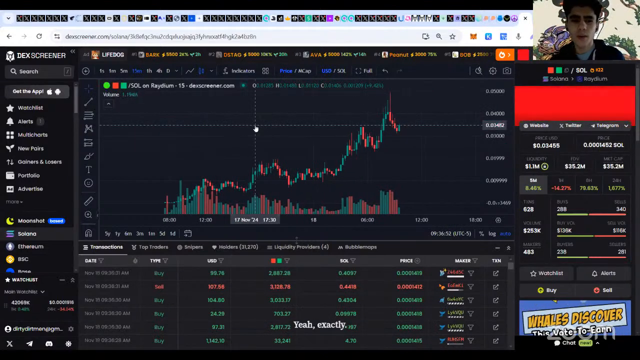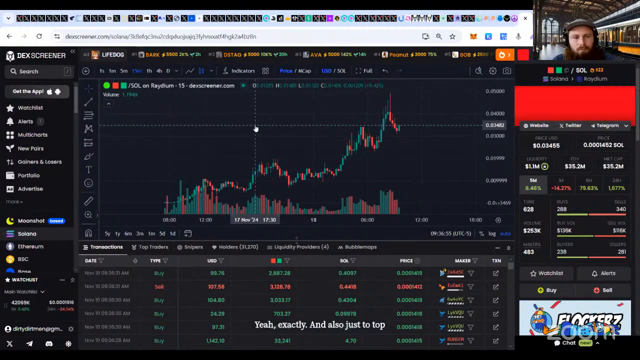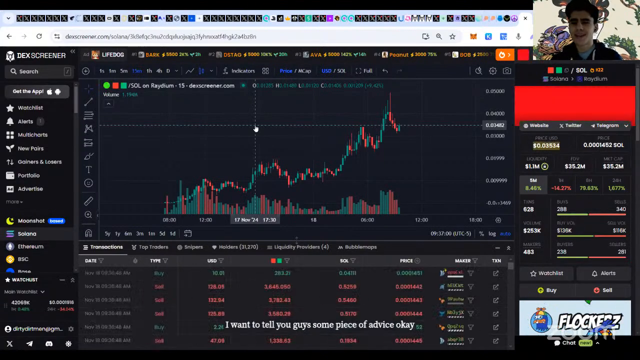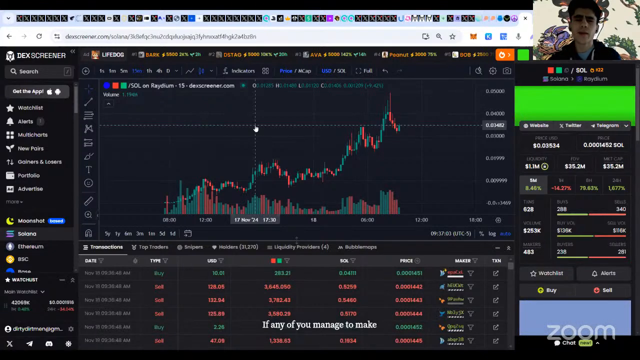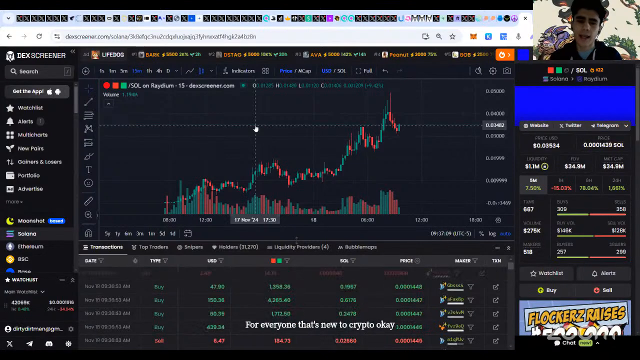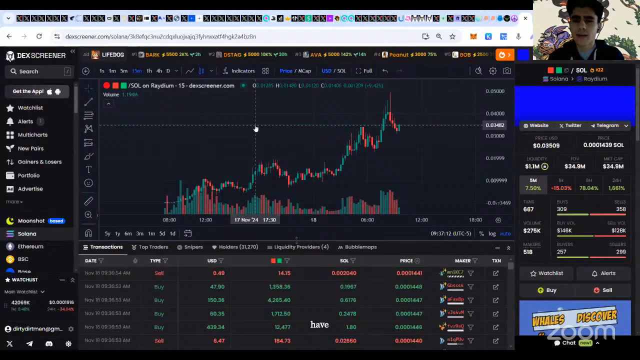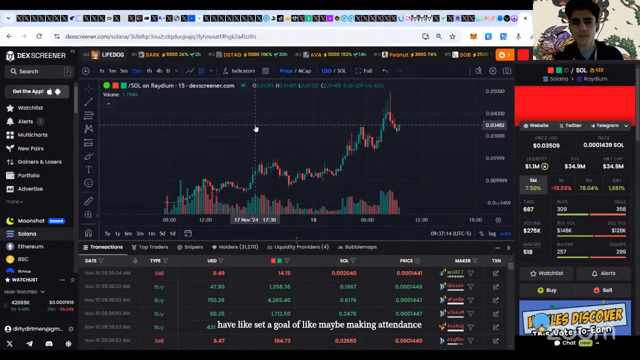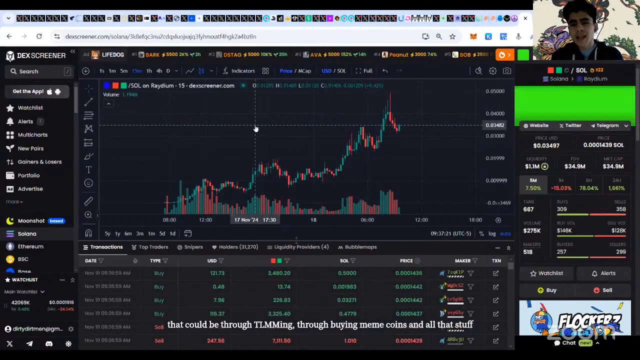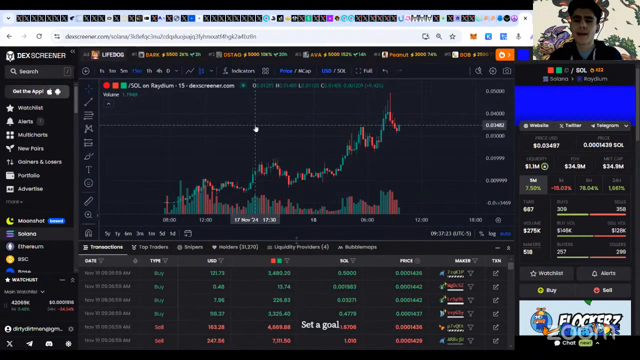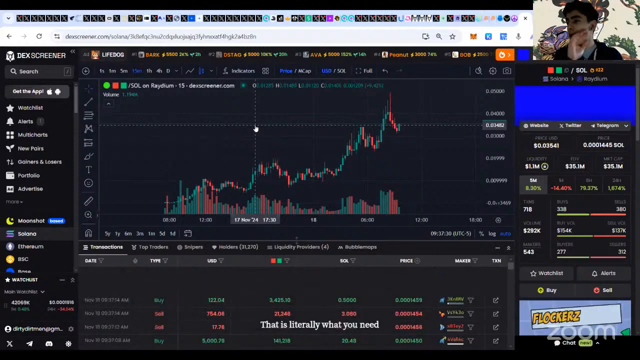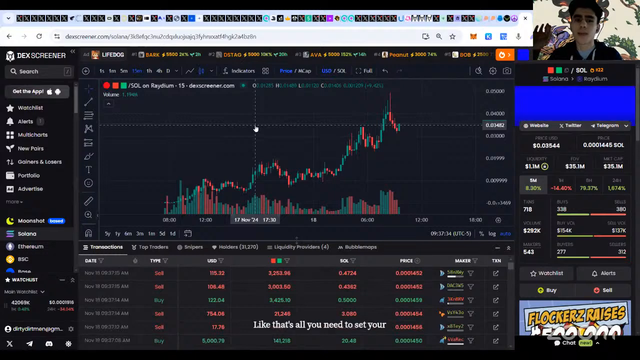And just to top off that discussion about the bull run, I want to give you guys some advice, okay? For everyone that's new to crypto, say you have a 10K portfolio, set a goal of maybe making a 10x during this bull run. That could be through DLMMing, through buying meme coins and all that stuff. Set a goal. If you make 100K, I swear to God, that is literally all you need to set your life for the next many years.